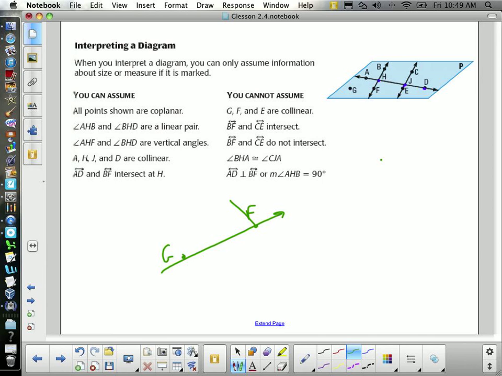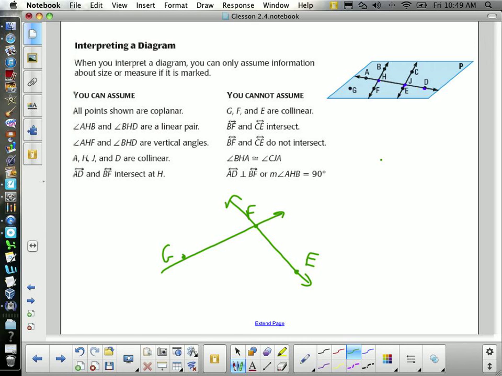F is here, and E is down here? Now, granted, it's an exaggeration, but what if that's the case? Just because G and F are on a line and F and E are a line doesn't mean that G, F, and E are all 3 on the same line. Okay? They're 2 different lines. F is part of many lines by itself.